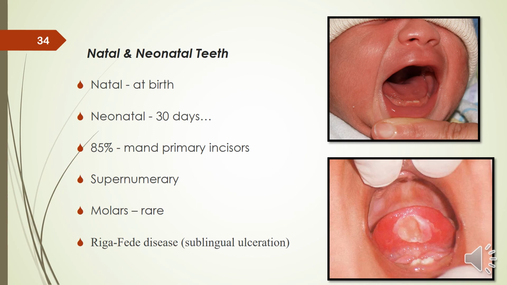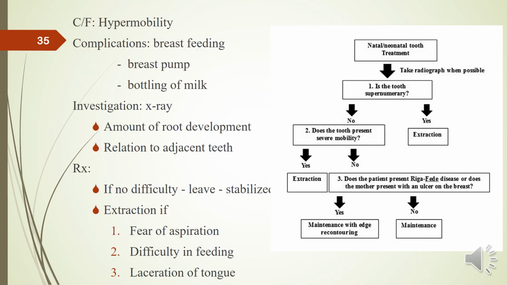So now what do we do about Riga-Fede disease? We have to follow a treatment decision tree. What you need to do is take a radiograph if possible, and if it is a supernumerary tooth, you go in for an extraction. But if it's not a supernumerary tooth, it can be accelerated eruption of the primary incisors. So we have to decide whether the primary incisor shows severe mobility. If it shows severe mobility, you must go for extraction, because there's always fear of aspiration of the tooth, and difficulty feeding and further laceration of the tongue.